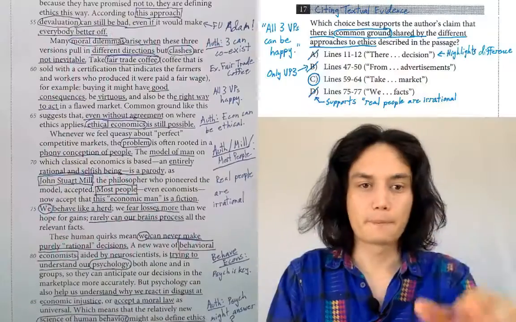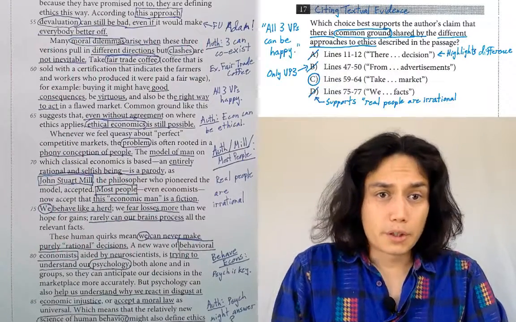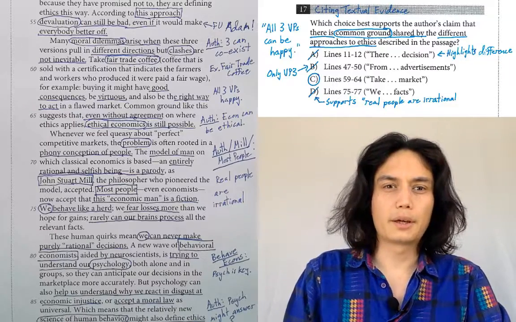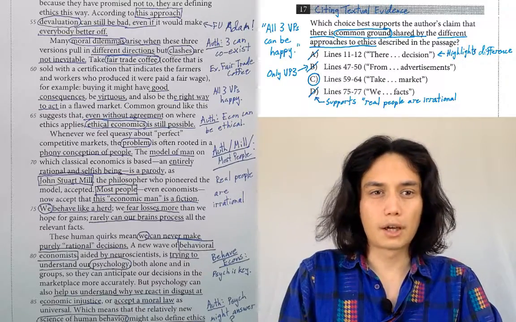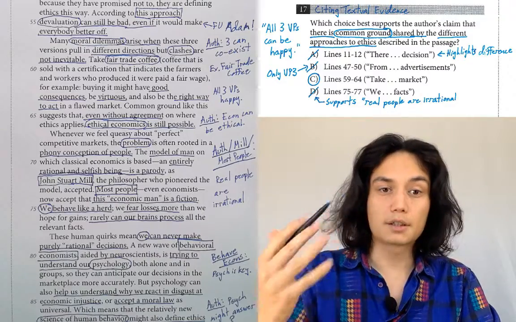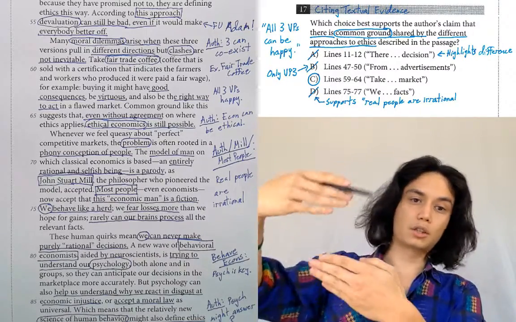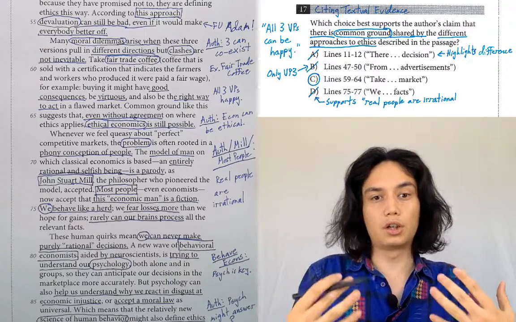Alright, here we go. Which choice best supports the author's claim that there is common ground shared by the different approaches to ethics described in the passage? Now, this is a citing textual evidence question, and it's one of the rare ones where there's no question that it attaches to, it's just a question all on its own.